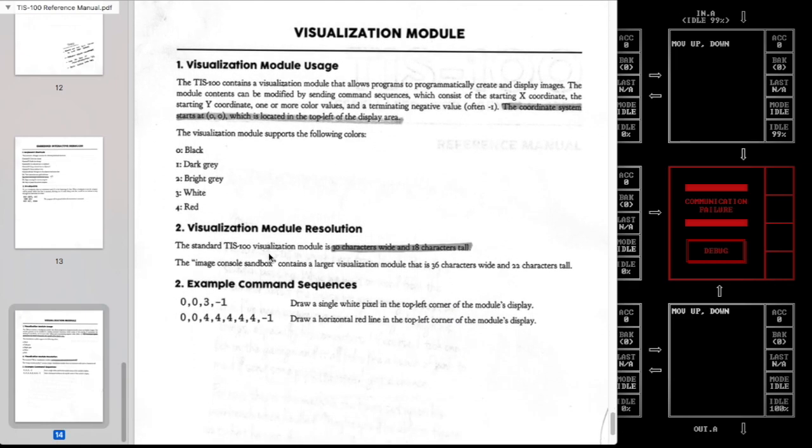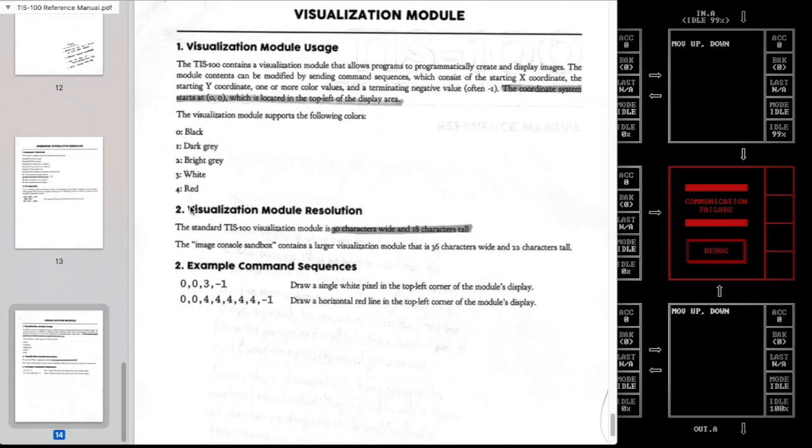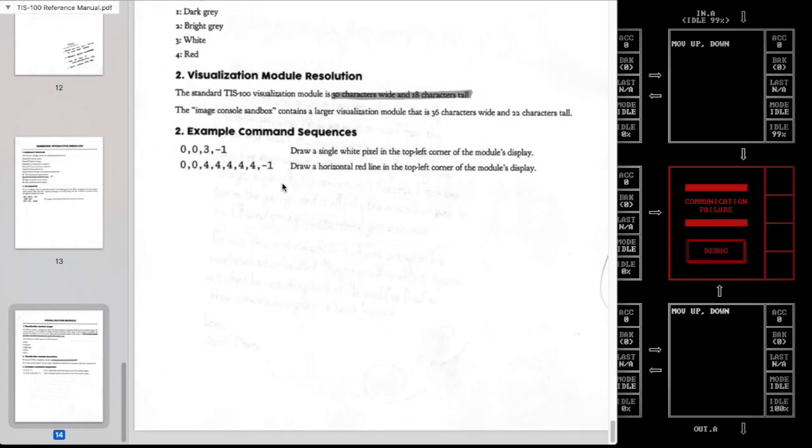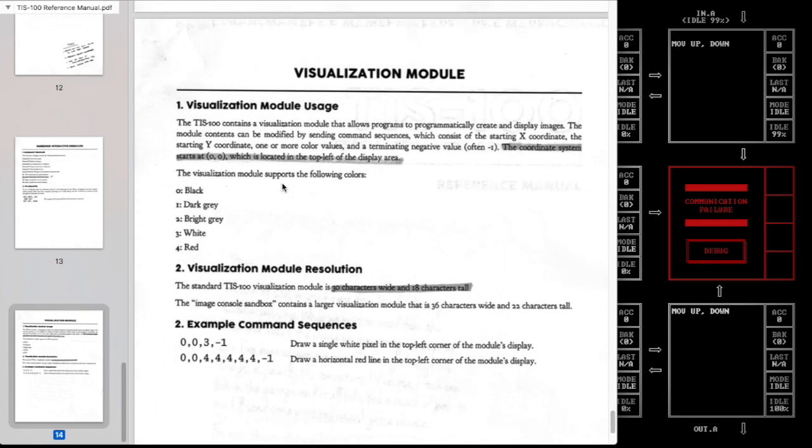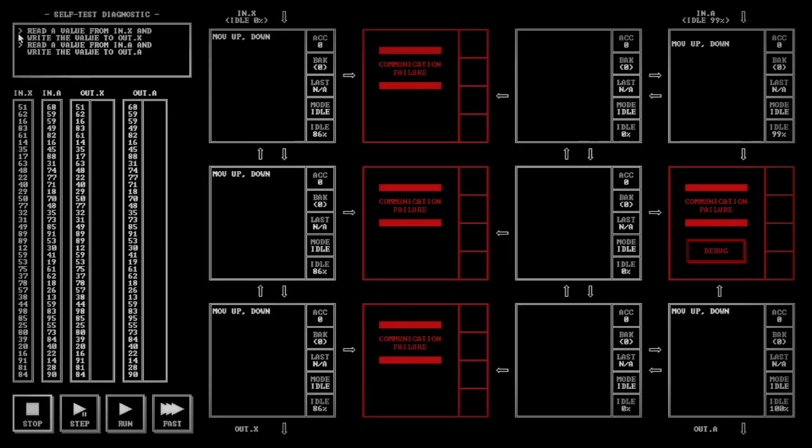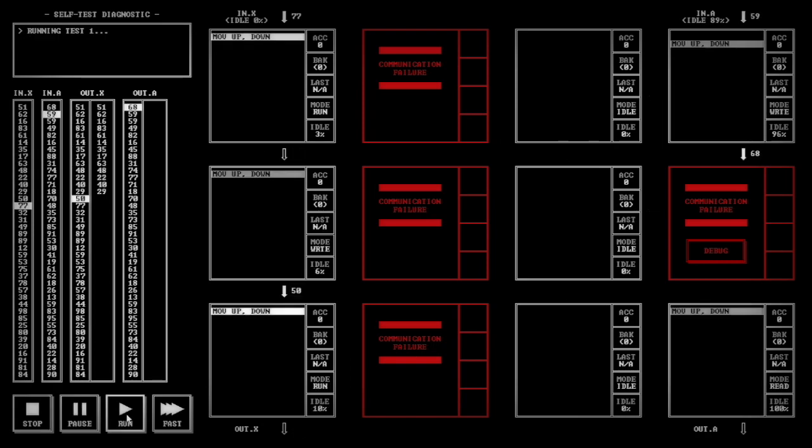Visualization module. Red. Dark gray, bright gray. This is cool. Okay, cool. So that's when you have the screen. Okay. Self-test diagnostic.